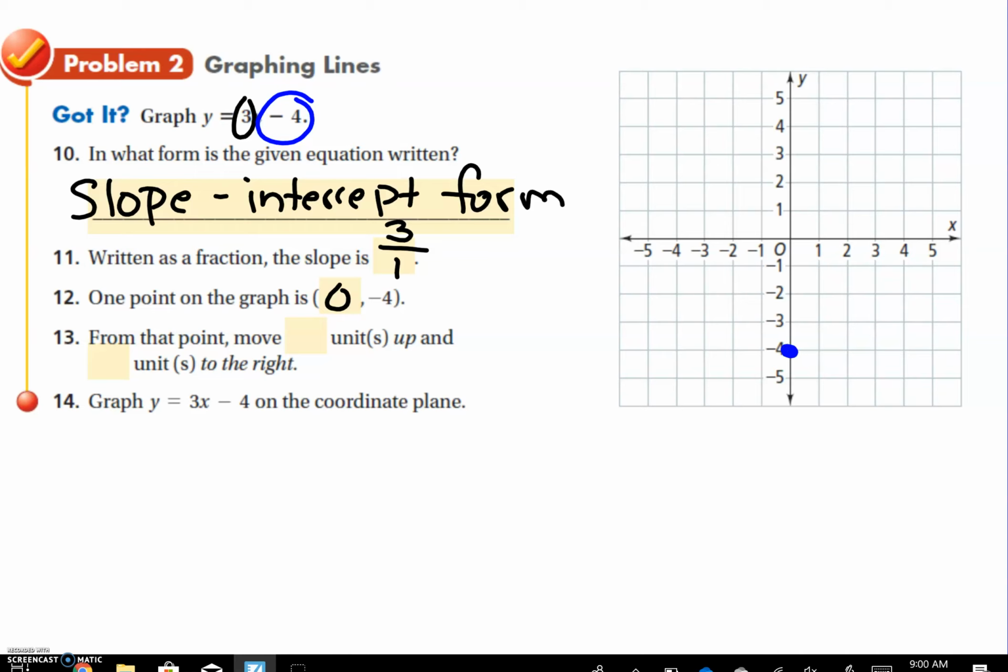And from that point, I'm going to move 3 units up and 1 to the right, because this is a positive slope. So I go 1, 2, 3 over 1. And then I can graph this line.